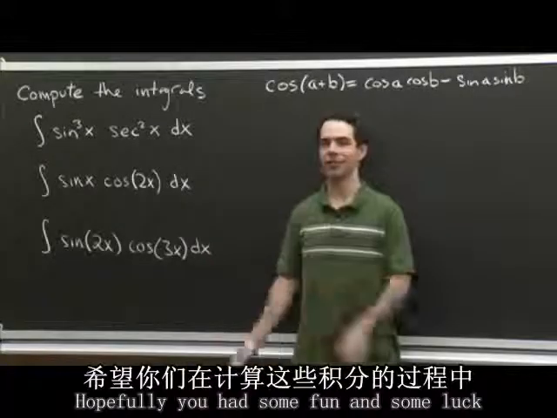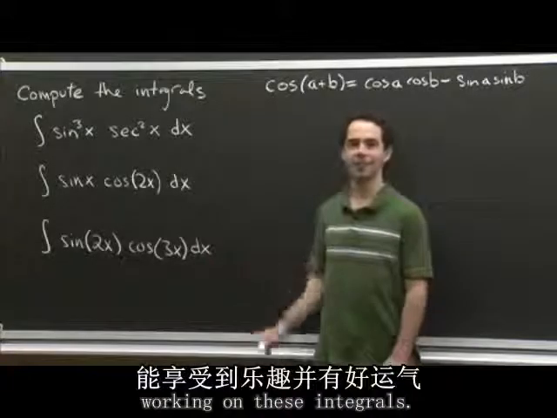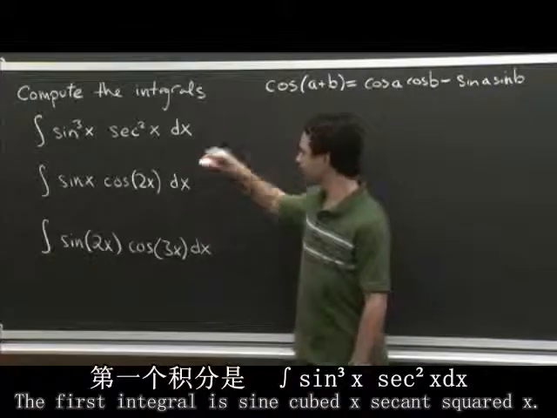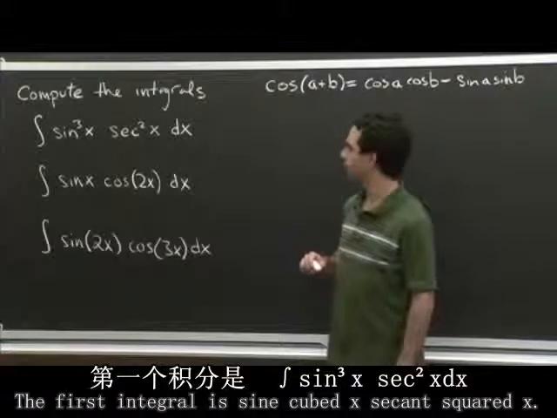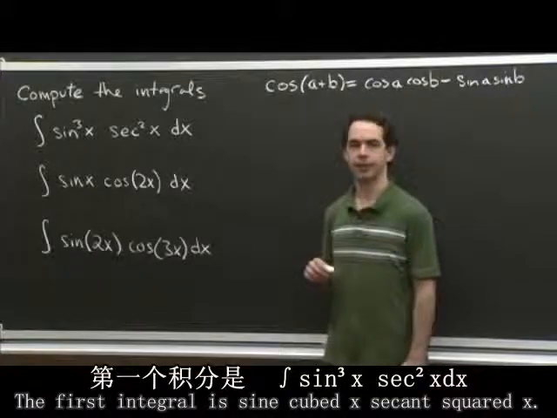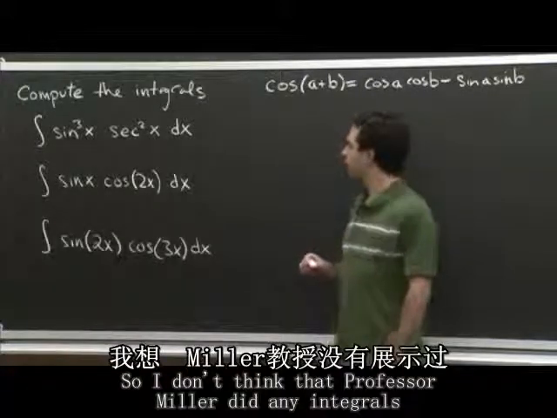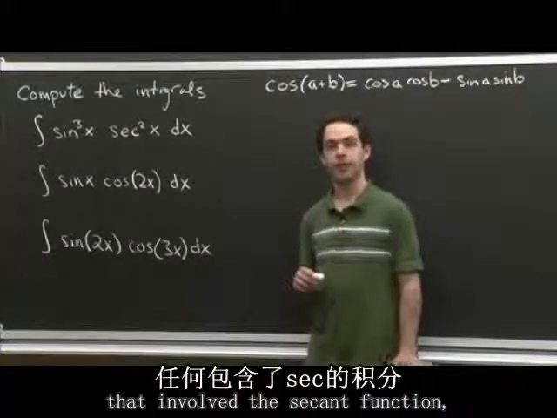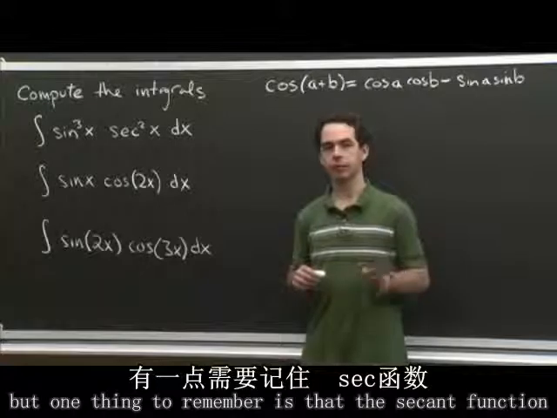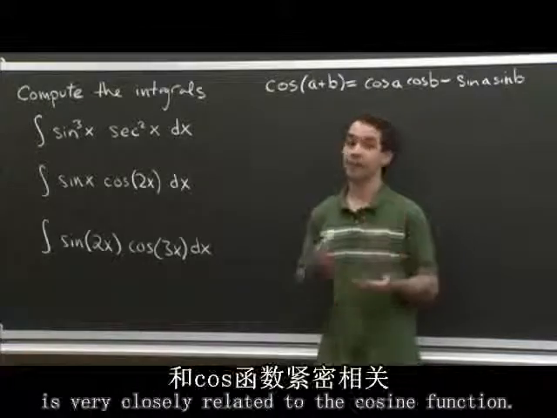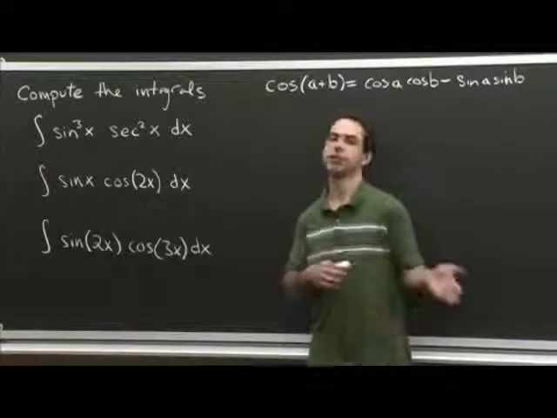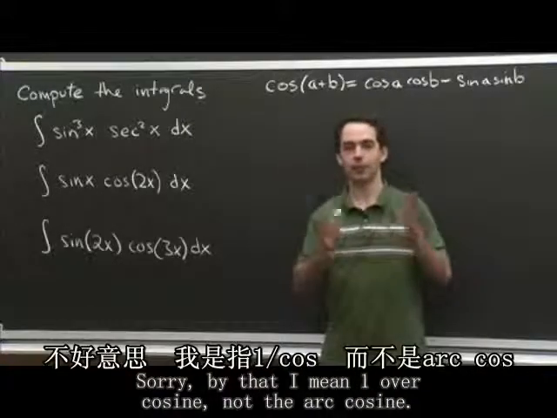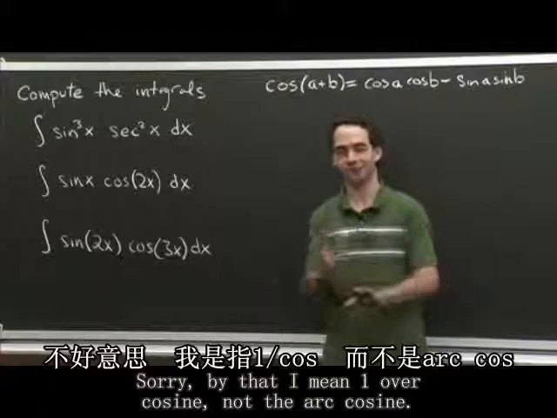Hopefully you had some fun and some luck working on these integrals. Let's have a go at them. The first integral is sine cubed x secant squared x. So I don't think that Professor Miller did any integrals that involved the secant function. But one thing to remember is that the secant function is very closely related to the cosine function. It's just cosine to the minus 1. Sorry, by that I mean 1 over cosine, not the arc cosine.